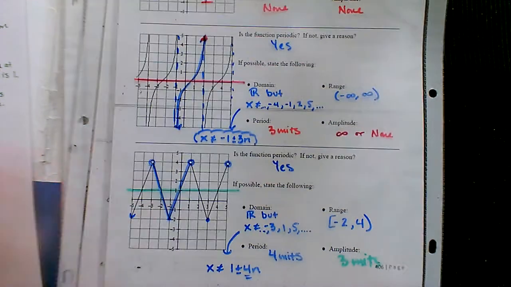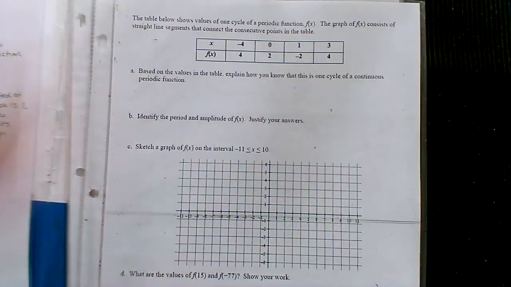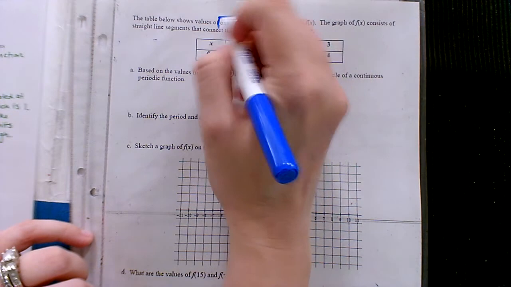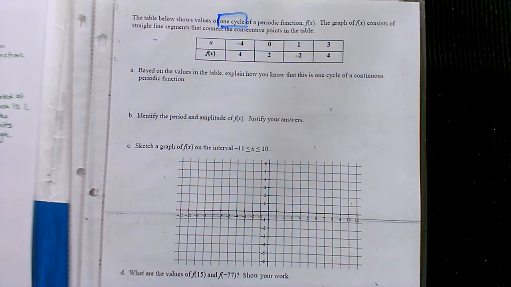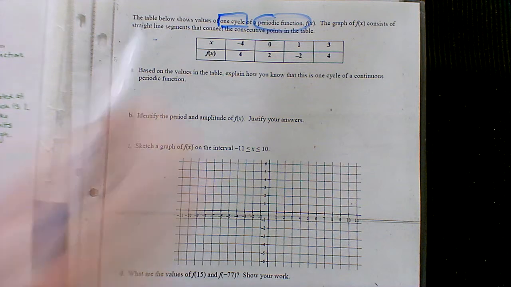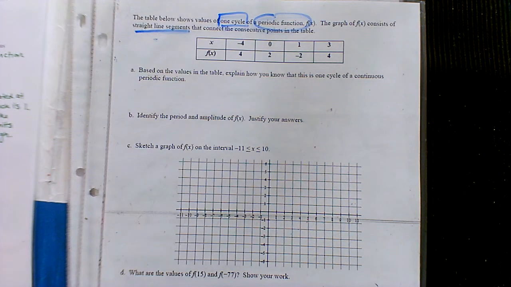How do we do? Good? All right, let's go ahead and try kind of a free response type question for these periodic functions. So we're going to connect everything together. The table below shows one cycle, just one chunk of a periodic function. The graph consists of line segments connecting the consecutive points. So we don't really have any curves or anything. This is going to be a jagged graph.